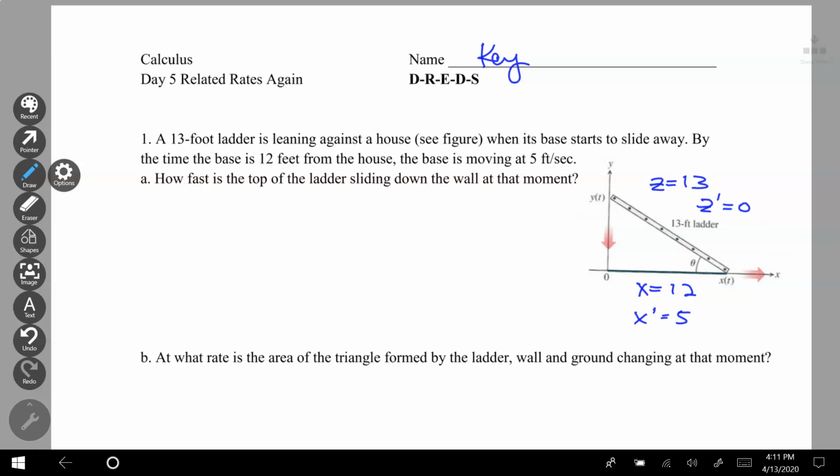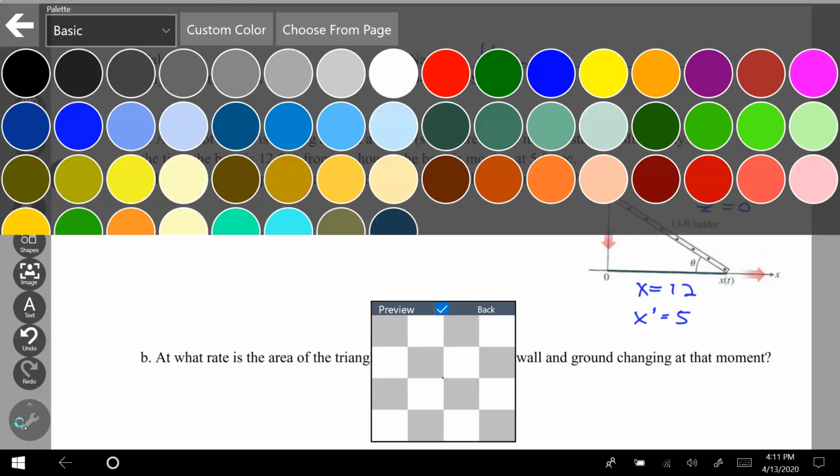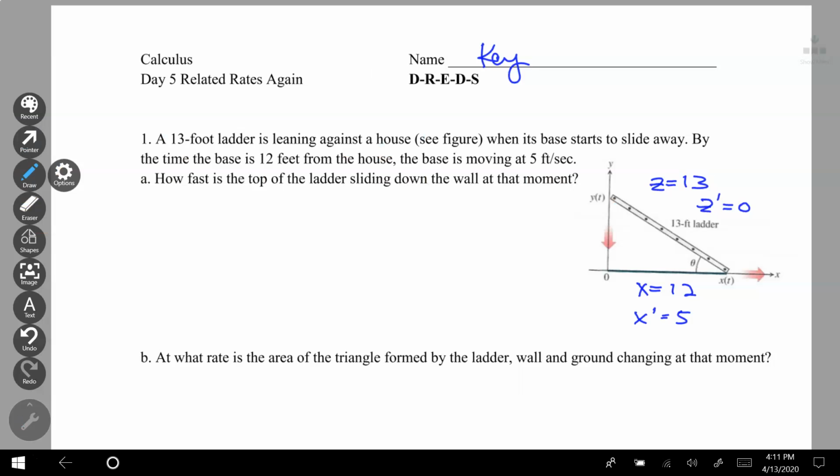So if I want to figure out the missing side, let's see, 12 squared plus y squared is equal to 13 squared, and I get y equals 5. So y equals 5, and y prime equals my unknown. I do not know that.